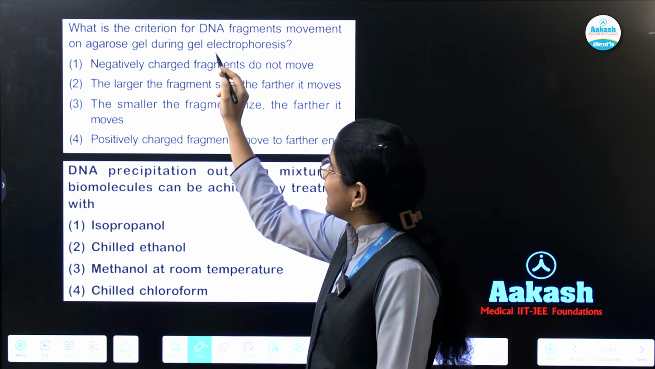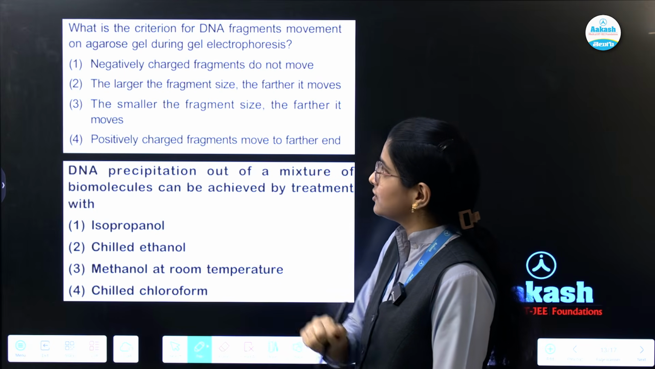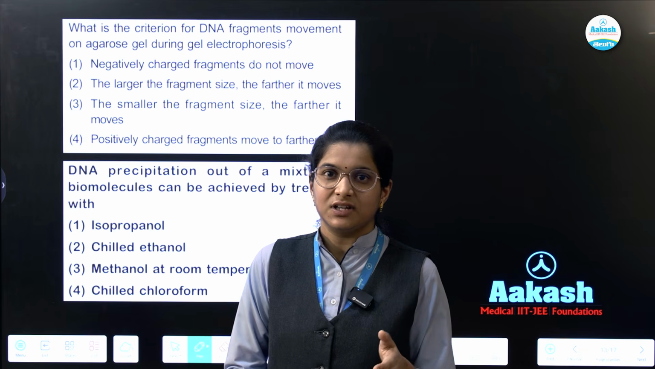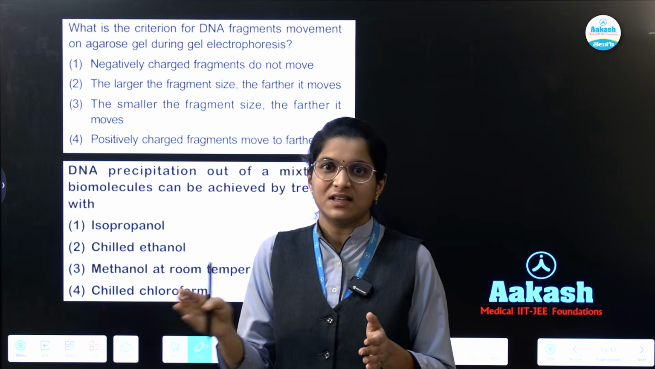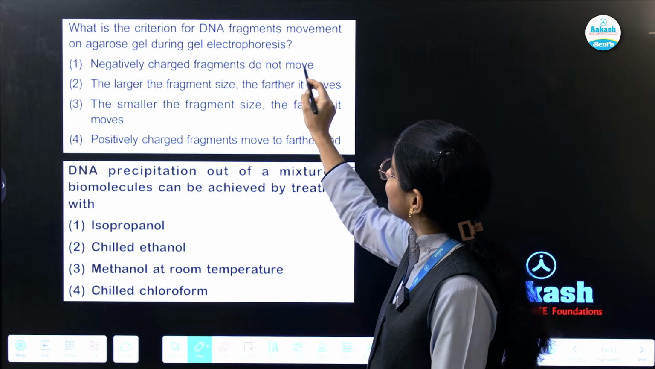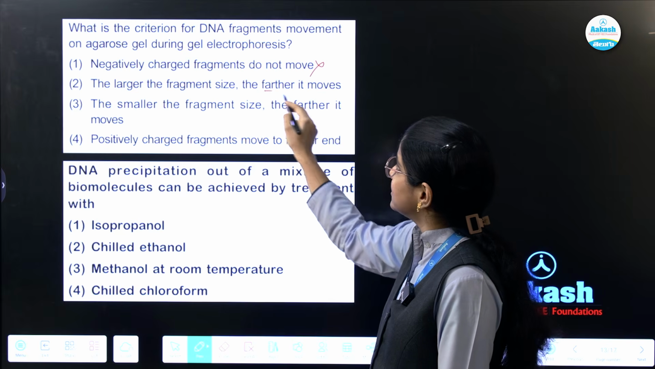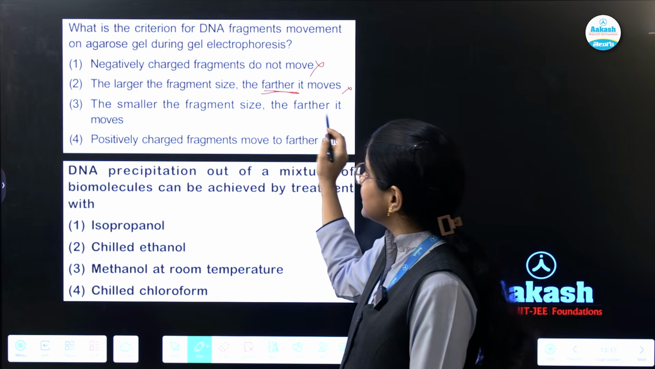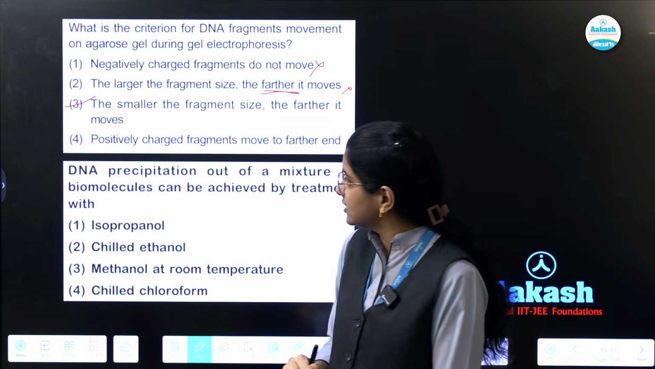Now, what is the criteria for DNA fragment movement on agarose gel during gel electrophoresis? We discussed larger fragments will be closer to the wells, closer to cathode. Smaller fragments will be away from the wells and they will be closer towards the anode. So, negatively charged fragments do not move is the wrong option. Larger the fragment, the slower it will move. So, this is also wrong. The smaller the fragment size, the farther it moves. Yes, this option is correct. So, this is the third option.